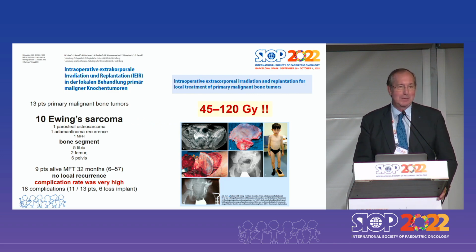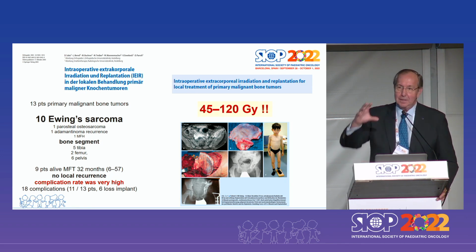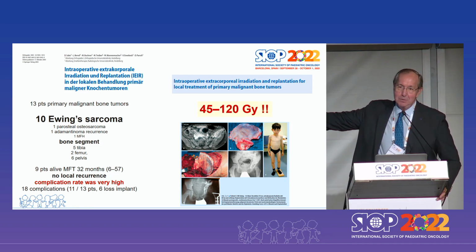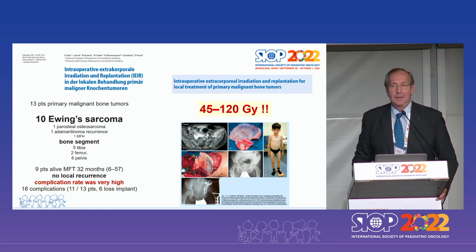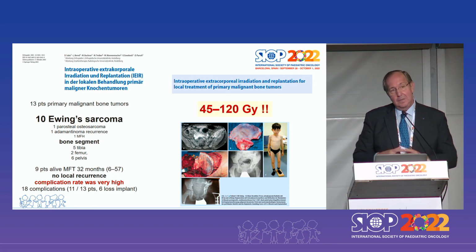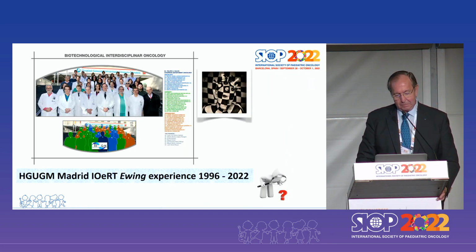Extracorporeal intraoperative radiotherapy was described by the Japanese colleagues, and our German colleagues also did this type of approach. They take the bone, they irradiate the bone massively, and they put the bone back. This has been explored and abandoned because of long-term side effects in these patients, but it was a very imaginative way to treat patients.